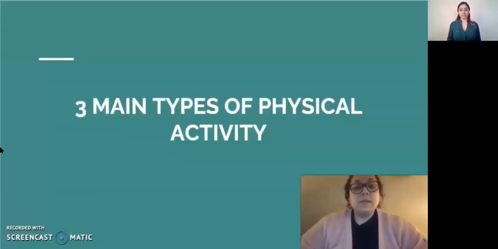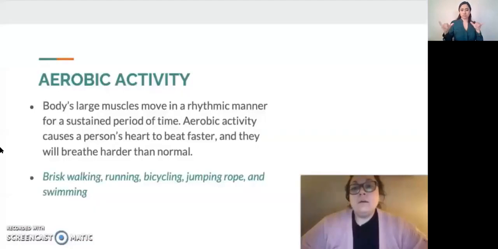Three common types of physical activity. The first is aerobic activity. In aerobic activity, the body's large muscles move in a rhythmic manner for sustained periods of time. Aerobic activity causes a person's heart to beat faster and they will breathe harder than normal. Activities that fall into the category of aerobic activity would include brisk walking, running, bicycling, jumping rope, and swimming.